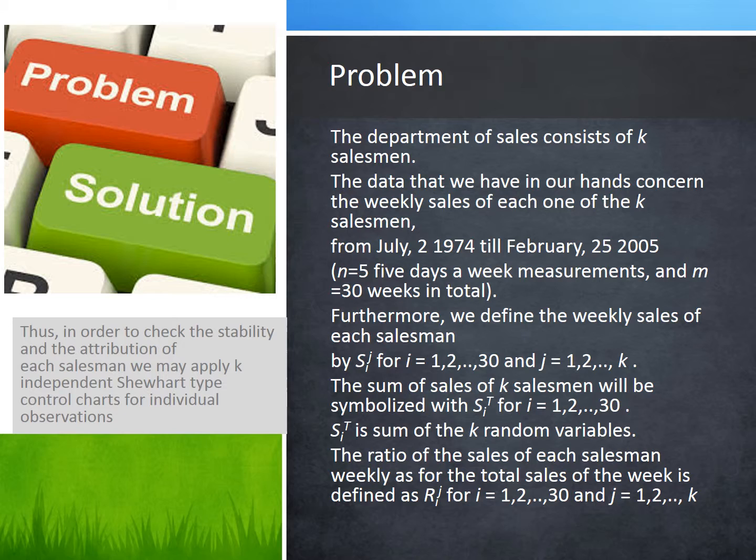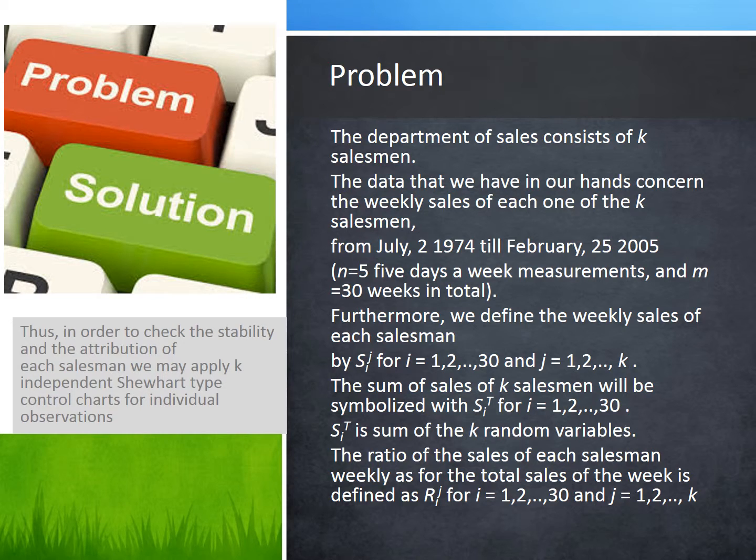The department of sales consists of K salesmen. The data that we have in hand concern the weekly sales of each one of the K salesmen, from July 2nd, 1974 till February 25th, 2005, where n is equal to 5 days a week measurements, and m is equal to 30 weeks in total. Furthermore, we define the weekly sales of each salesman by Sij for i equal to 1, 2 and so on to 30 and j equal to 1, 2 and so on to K.